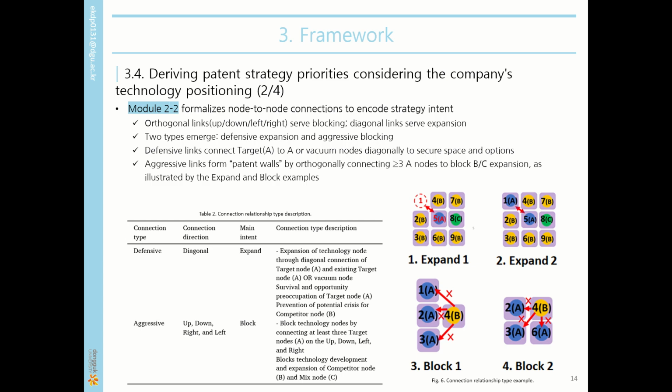In Module 2-2, this study translates node connections into strategic intent. Orthogonal links mean blocking, while diagonal links mean expansion. This yields two types, defensive expansion and aggressive blocking. Defensive expansion connects A nodes to A or vacuum nodes diagonally to secure space and keep options open. Aggressive blocking links three or more A nodes orthogonally to build a patent wall that blocks B or C growth. The expansion and blocking examples on the slide show how these patterns are formed.